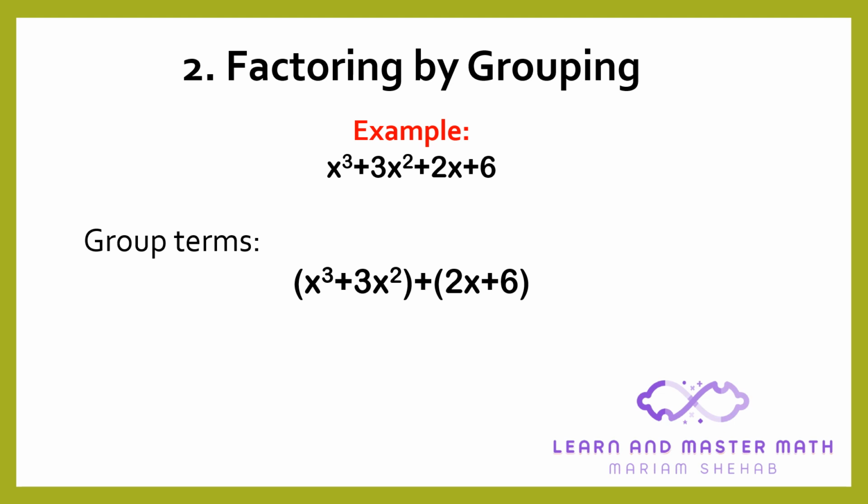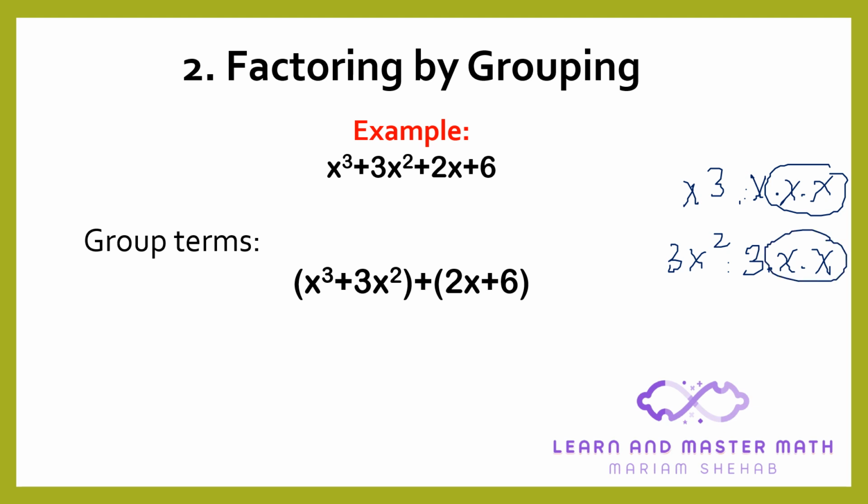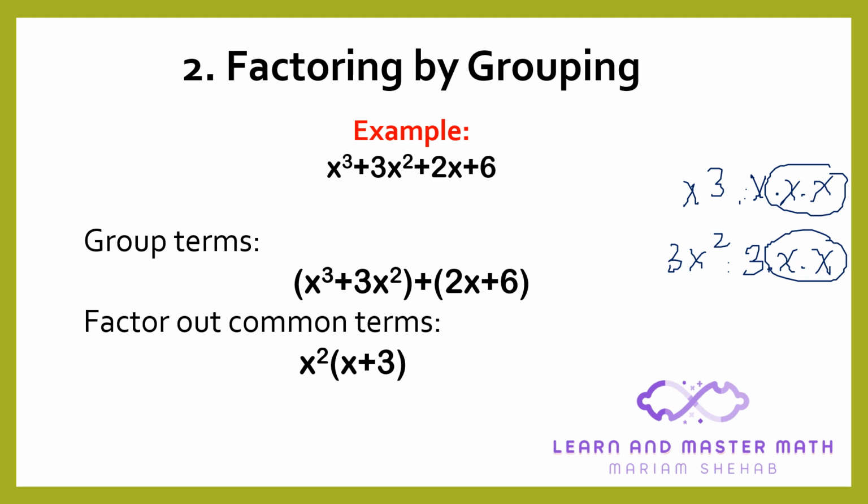For the first group, x cubed and 3x squared, think of something common. For x cubed, there's x times x times x. And for 3x squared, there's a 3 times x times x. So I can take 2 x's common, which is x power 2. So I will take x squared out in the first group, and there will be an x plus 3 left in the first factor.